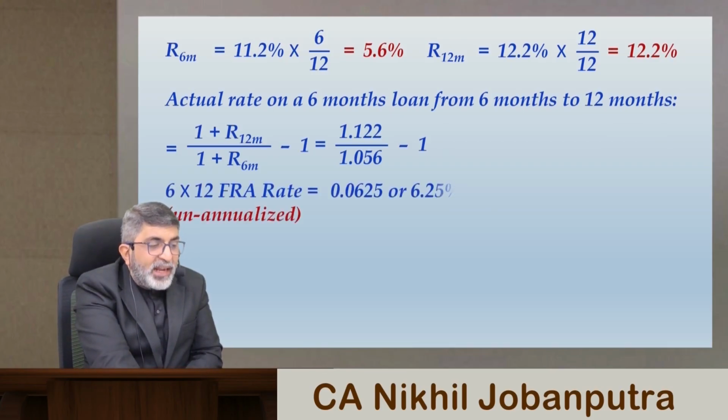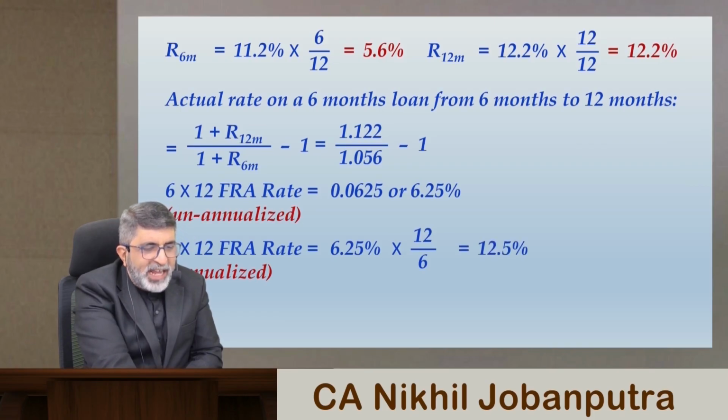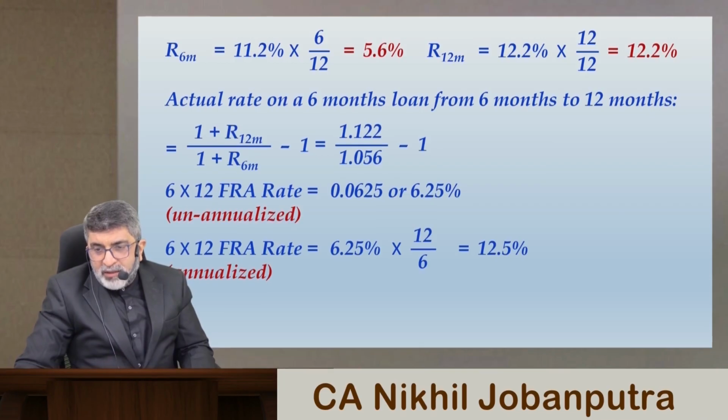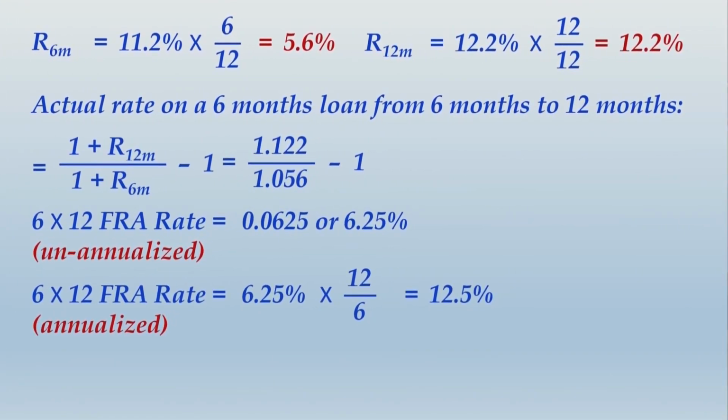So the unannualized rate is coming to 6.25%. Annualize that by multiplying the factor 12 by 6 and you get the per annum rate as 12.5%. It is that simple. So please take note of this as well, and then I take you ahead.